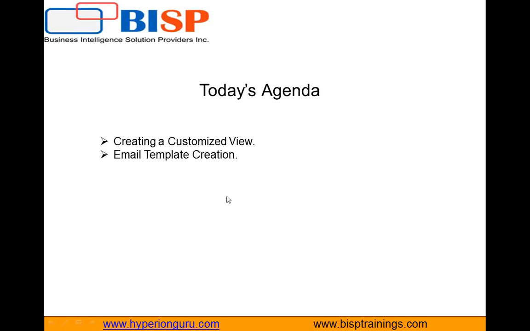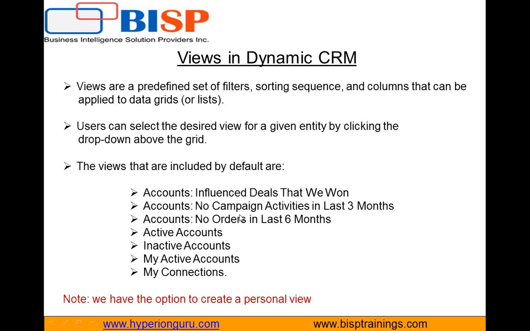Okay, so first of all, let's start with customizing the view. As already covered, what are views? Views are a predefined set of filters, a sorting sequence and columns that can be applied to a data grid or list. A data grid or list means the list where we display all the records of a specific entity, like accounts, contacts or opportunities. It will be displayed in the form of a list, and we can put a filter and apply sorting on that particular list.